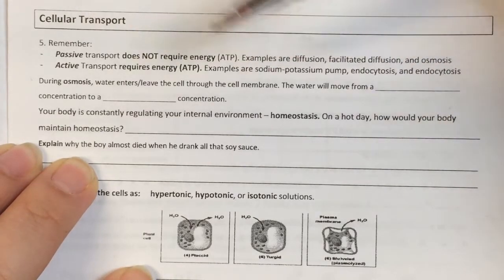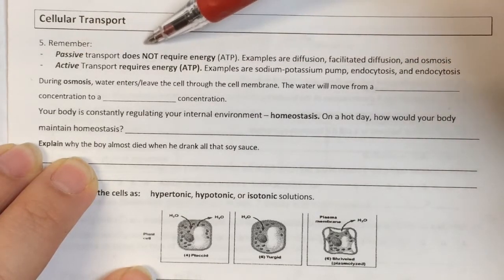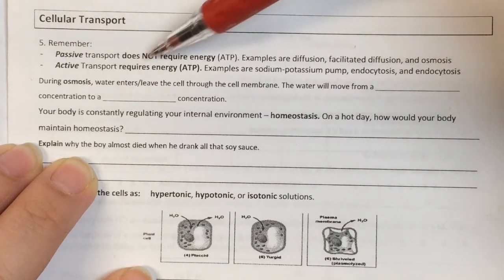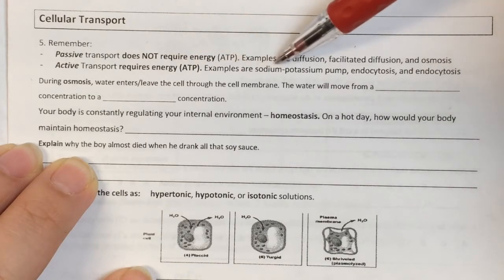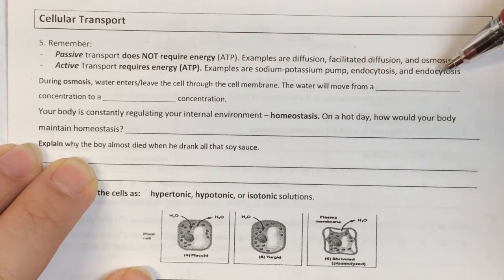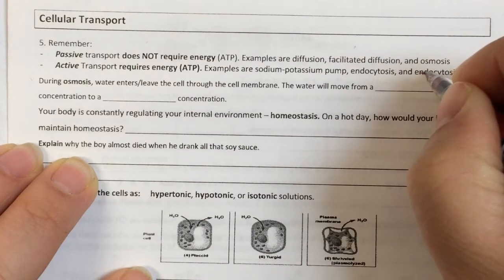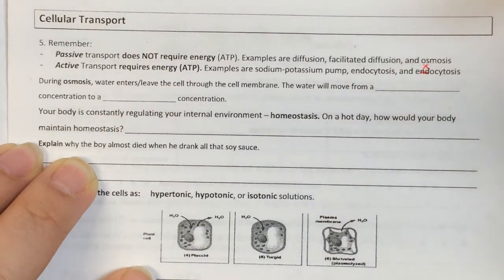All right, cellular transport. Passive transport does not require energy or ATP. Examples are diffusion, facilitated diffusion, and osmosis. Active transport requires energy, ATP. Examples are the sodium-potassium pump, endocytosis, and exocytosis, which I think we meant to write here: bringing things in and letting things out.